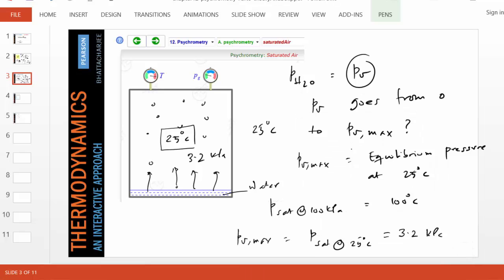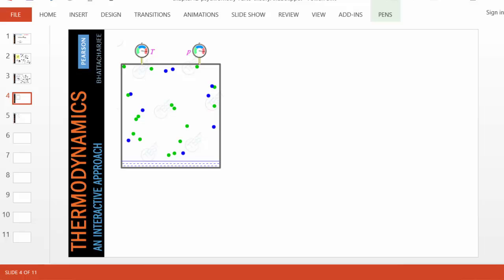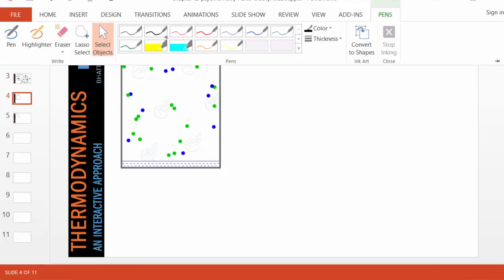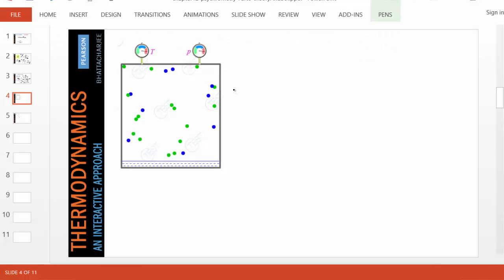Okay, now what happens if there is air present? So let's continue the same thought experiment. We put some water in there and the temperature is fixed. Let's say temperature is again 25 degrees Celsius everywhere. The question is, if I have some air and we inject the water into the bottom of this chamber, what will be the maximum vapor pressure?